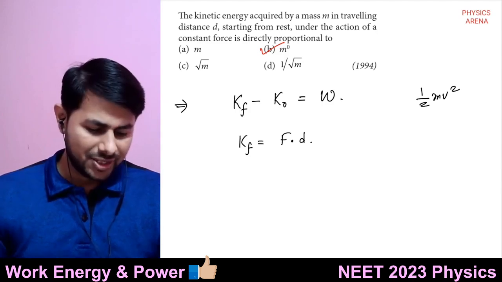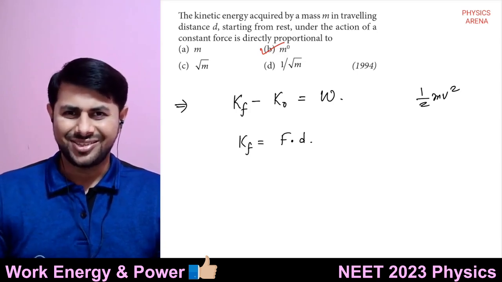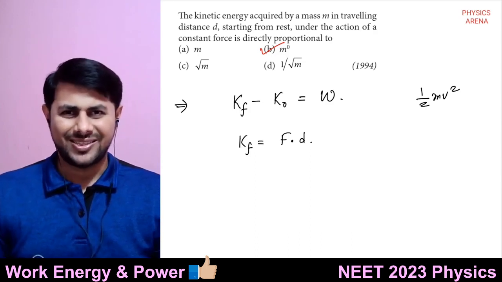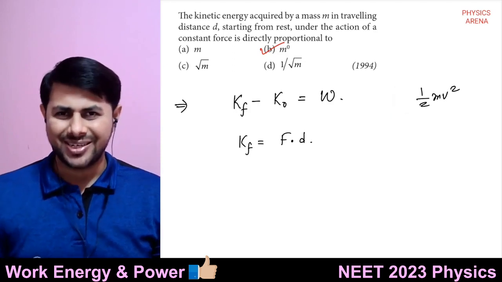They are not asking you the formula for kinetic energy. Kinetic energy is half of mv square. It will depend on mass, right? If you take the formula for kinetic energy.